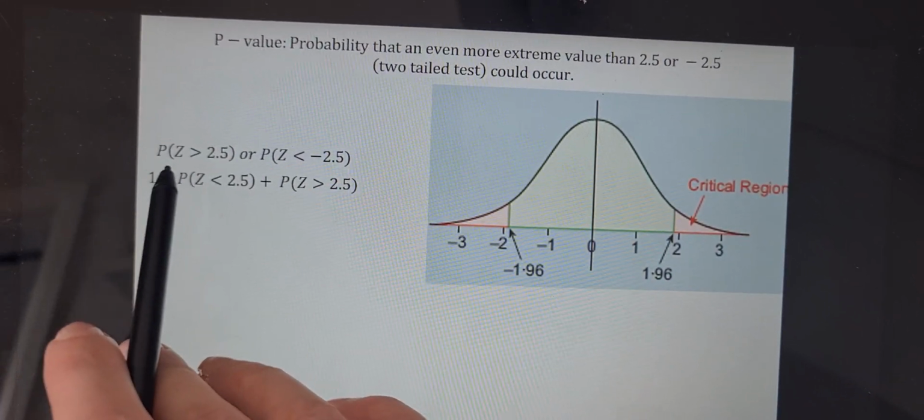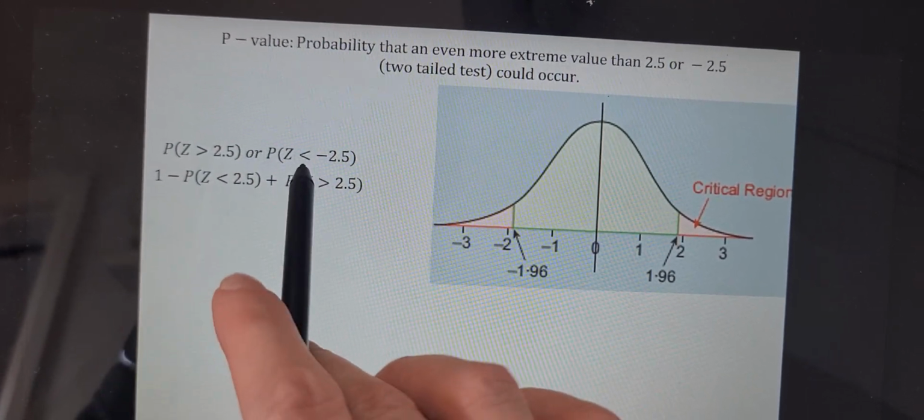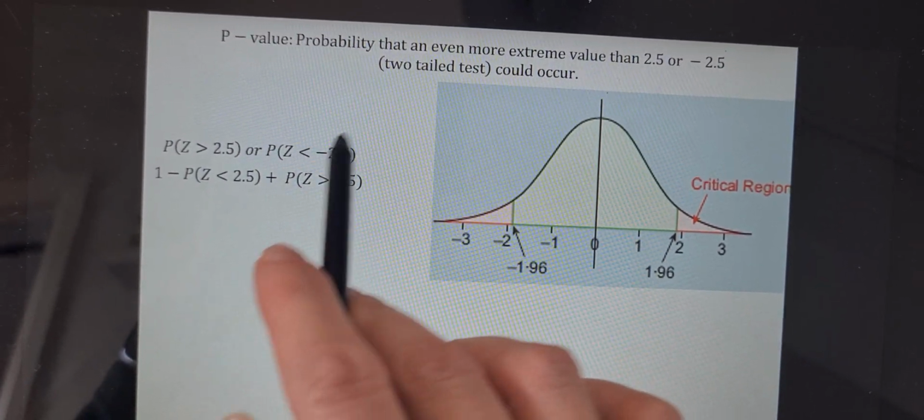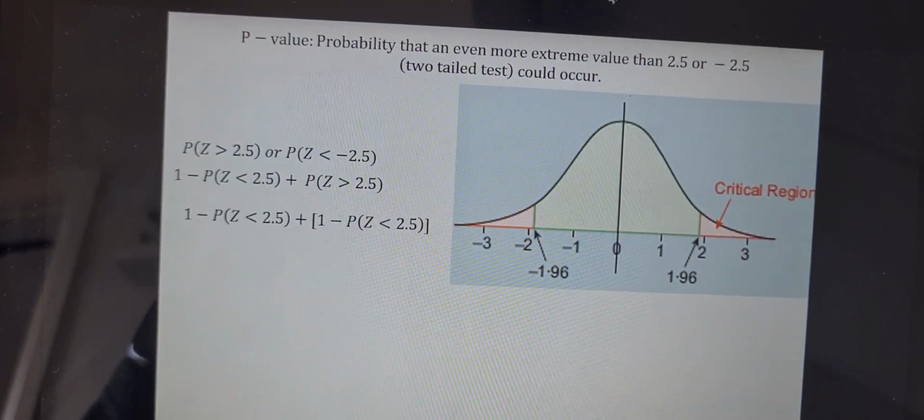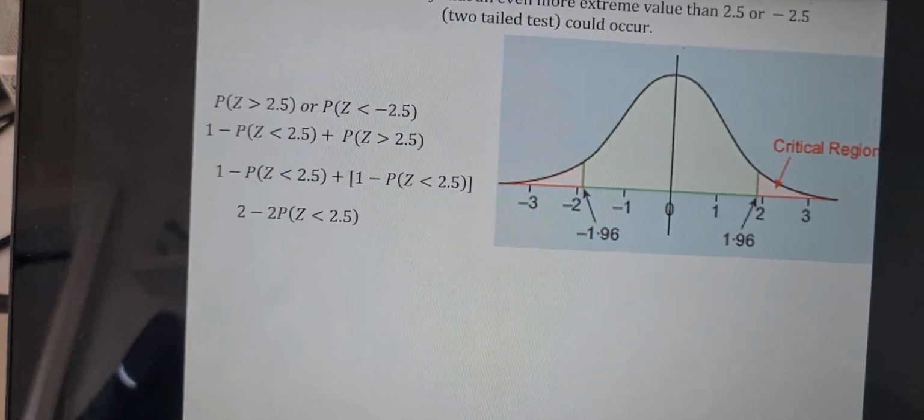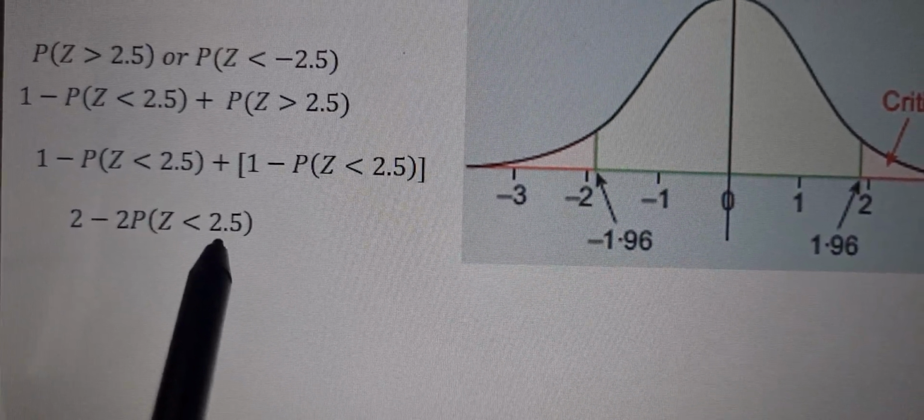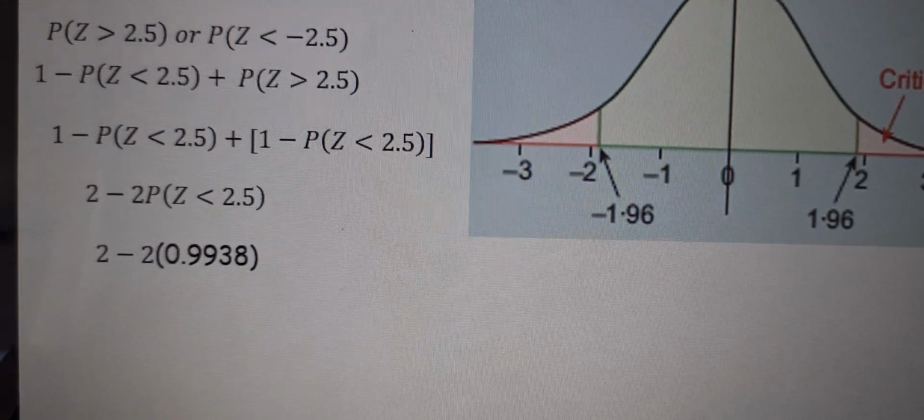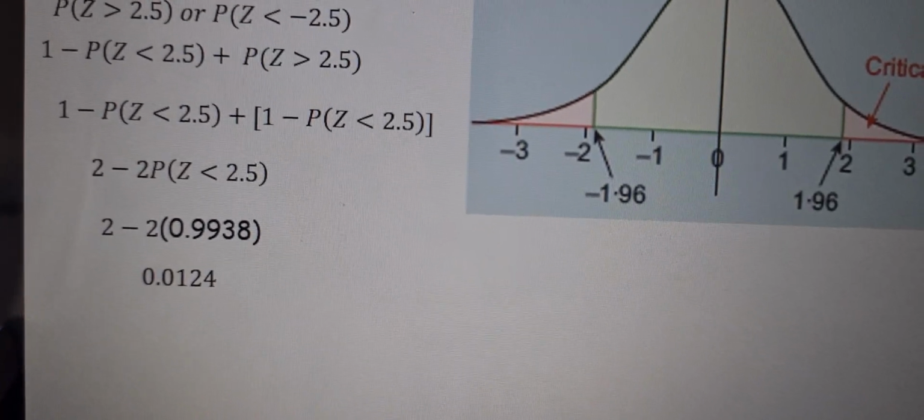Tidying this up, being greater than 2.5 is the same as saying 1 minus probability of being less than. You cannot get negative values, so that's based on symmetricality. That's the same as being greater than 2.5. And again, you can't get greater than, so that's the same as saying 1 minus probability that you're less than. When you tidy that up, you'll get the following. You can now go to your log tables, find a z-score of 2.5, and it should give you back a probability of 0.9938. And subbing that in, you should get 0.0124.